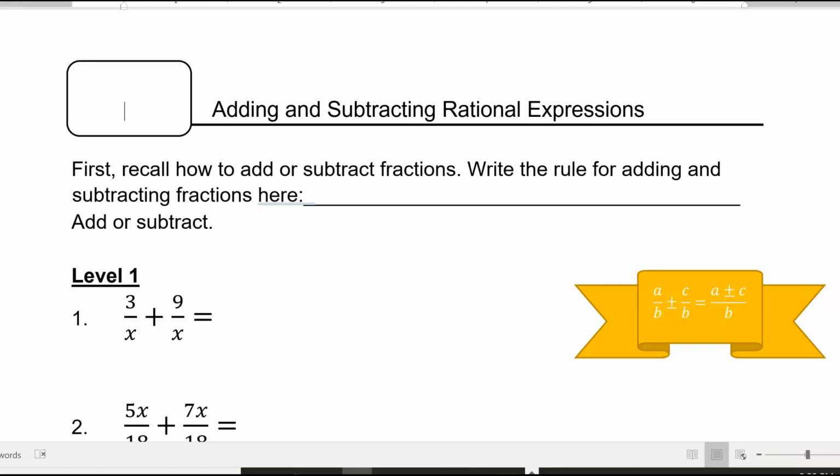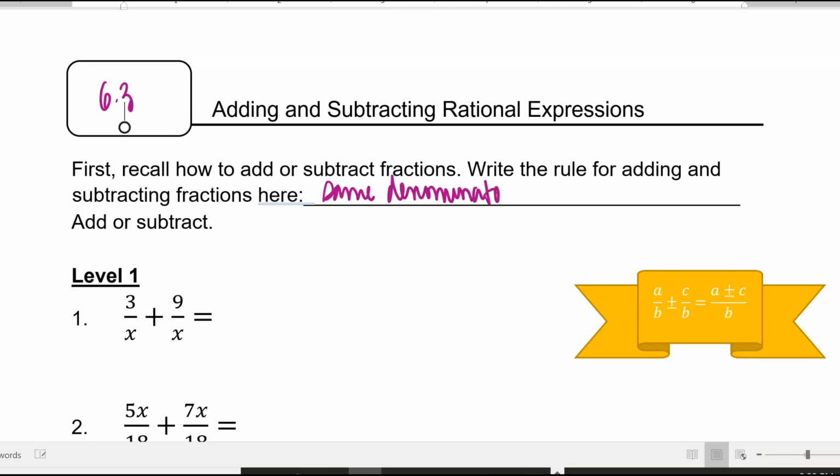All right, this is the lesson on adding and subtracting rational expressions. So let's first recall, what do you need in order to add or subtract fractions? Because fractions are the foundation of rational expressions. So you definitely would need the same denominator. And if you don't have the same denominator, you have to determine what the LCD is, the least common denominator, in order to combine the numerator. So first thing, you need the same denominator.